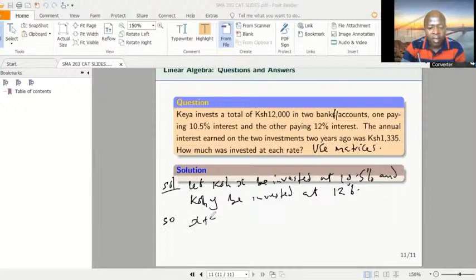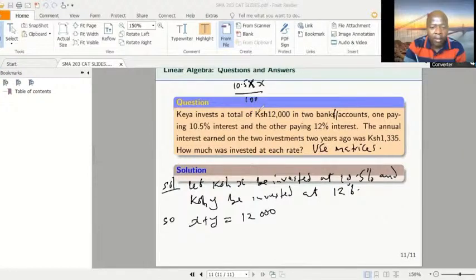So therefore, how much was invested? X plus Y was invested, and this is what equals 12,000. So this is our first equation. Because this person invested X in the first account, and Y in the second account, that means the total amount invested is X plus Y. What about in terms of interest? If you invest X shillings and the interest is 10.5%, how much interest will X shillings earn?